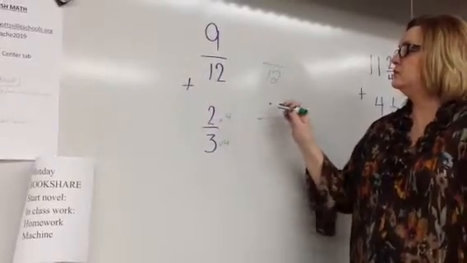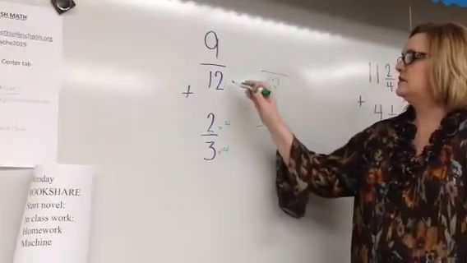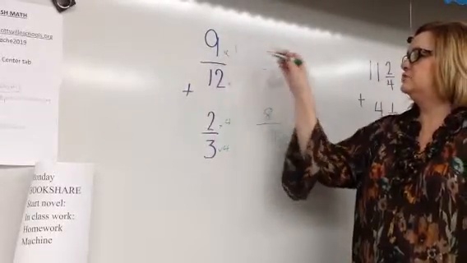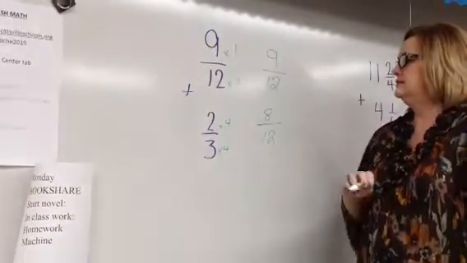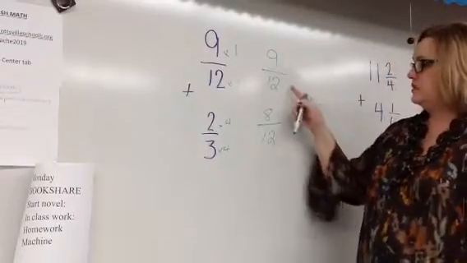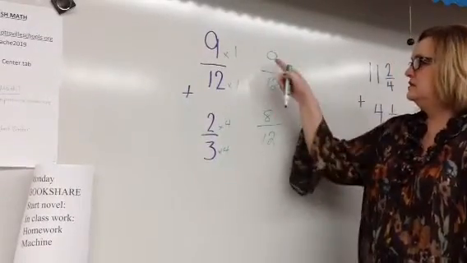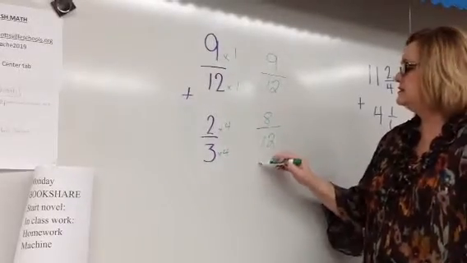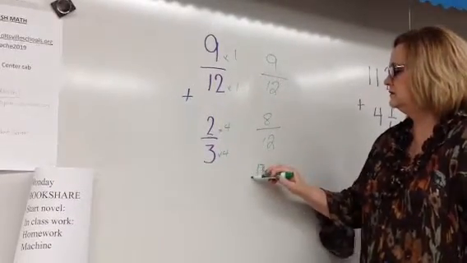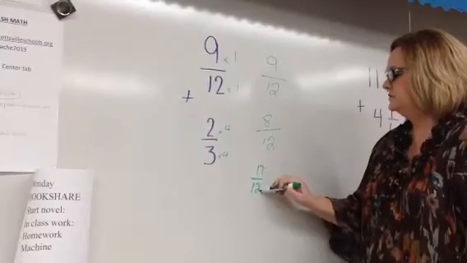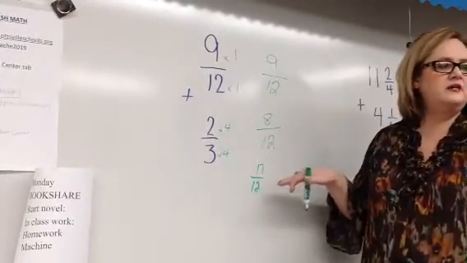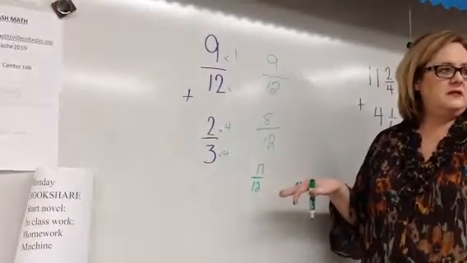So 2 times 4 is 8. 12 times 1 is 12, so 9 times 1 is 9. Now I'm ready to add because I have common denominators. So 9 and 8 is 17 over 12. I have an improper fraction because my numerator is larger than my denominator.